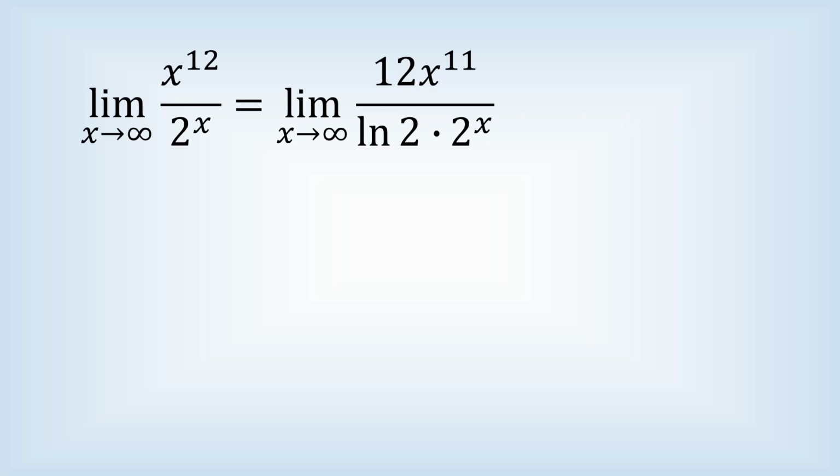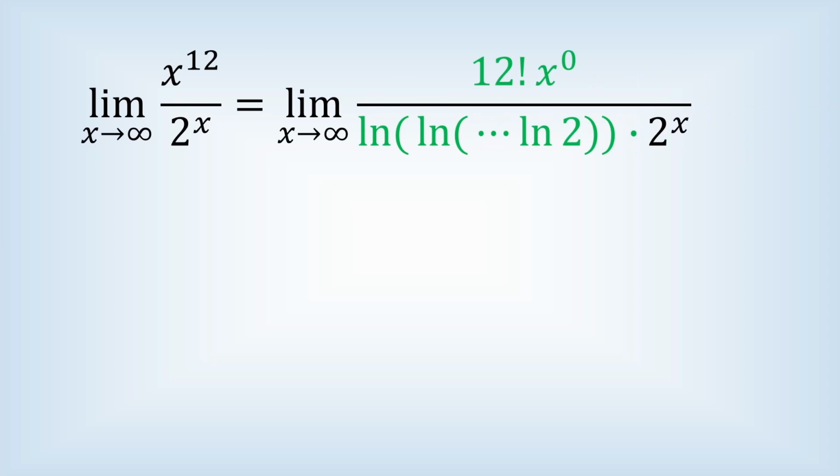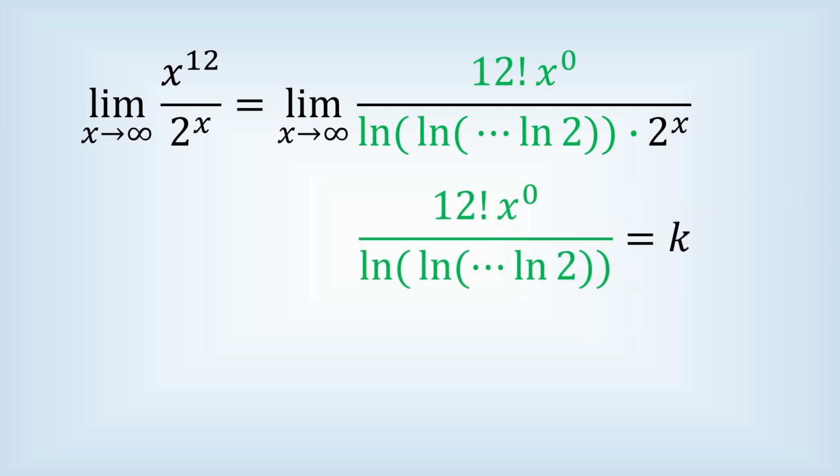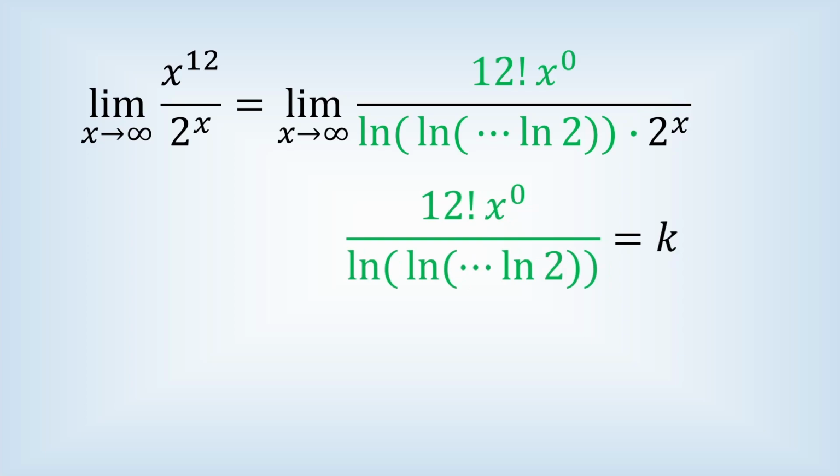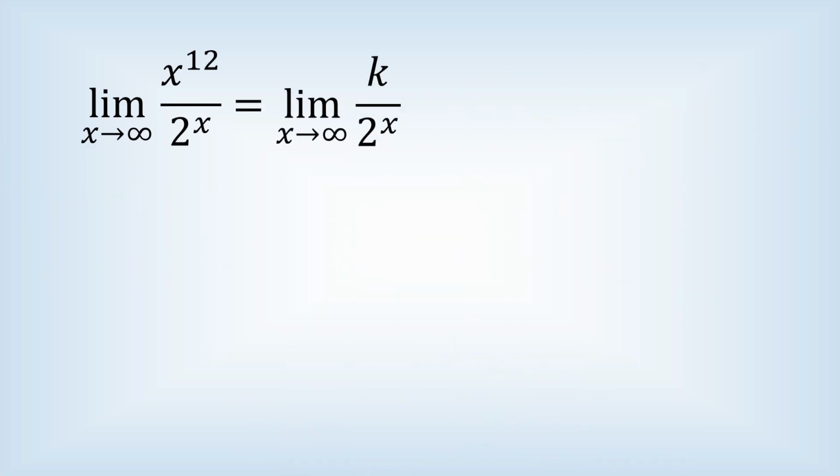However, that's still an indeterminate form, so we should keep taking the derivative until the expression is no longer an indeterminate form. Here's the result when we do so. Notice that all the nasty stuff in green is actually just a constant, which we can call k. Now the limit can be written as k over 2 to the x, and this goes to 0, not to infinity. This shows us that 2 to the x must eventually catch up to x to the 12th, and that means that there must be a third intersection point.